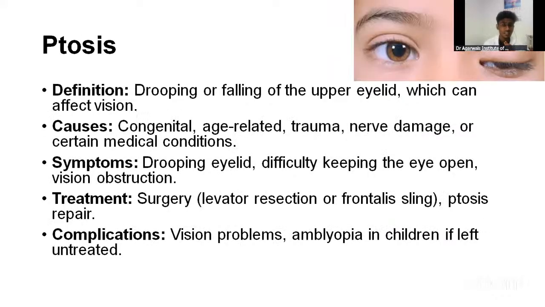Ptosis. Definition: the drooping or falling of the upper eyelid, which can affect vision. The causes are congenital, age-related, trauma, nerve damage, or certain medical conditions. The symptoms are drooping eyelids, difficulty keeping the eye open, vision obstruction. The treatment is surgery, levator resection, or frontalis sling, ptosis repair surgery. Complications: vision problems, amblyopia in children if left untreated.